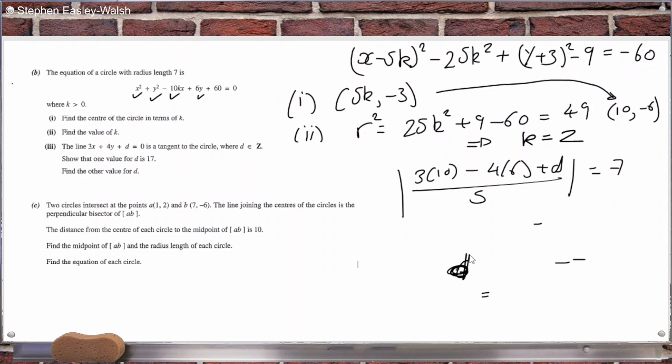What did I say? There's 7. Okay, so that's 3x plus 4y plus d, over 5. Oh yeah, sorry, I got distracted by the phone call. So that's 30 minus 24, 6 plus d equals 35. So that means d equals minus 6 plus or minus 35.